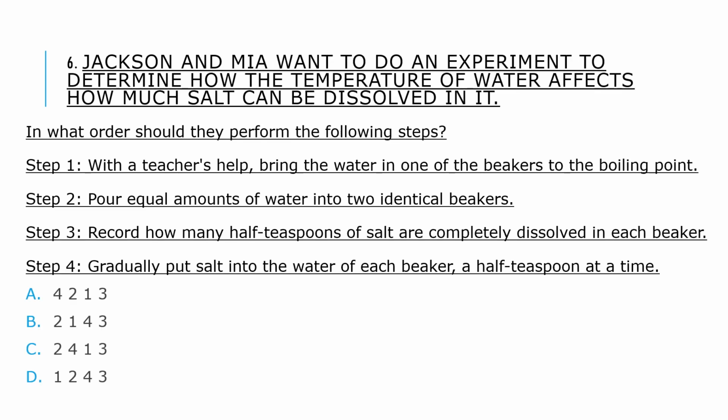Number 6. Jackson and Mia want to do an experiment to determine how the temperature of water affects how much salt can be dissolved in it. In what order should they perform the following steps? Step 1. With the teacher's help, bring the water in one of the beakers to the boiling point. Step 2. Pour equal amounts of water into 2 identical beakers. Step 3. Record how many half teaspoons of salt are completely dissolved in each beaker. And step 4. Gradually put salt into the water of each beaker, a half teaspoon at a time.